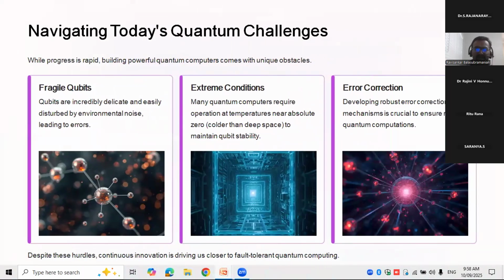Okay, navigating today's quantum challenges. First, qubits are fragile. Qubits are incredibly delicate and easily disturbed by environmental noise, leading to errors. And in extreme conditions, many quantum computers require operation at temperatures nearly absolute zero to maintain qubit stability and error correction. So developing robust error correction mechanisms is crucial to ensure reliable quantum computing. These are the current challenges we are facing, so keep looking forward to fault tolerance.